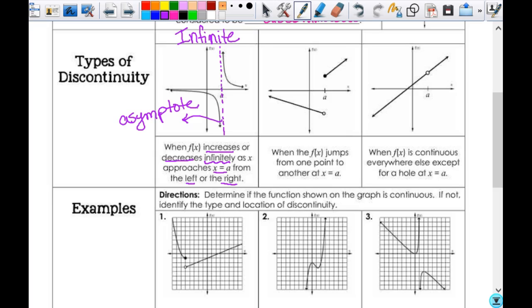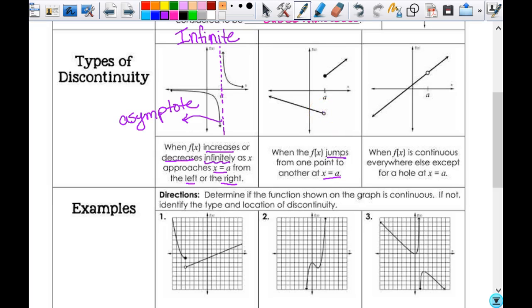Now, the next one, when f of x jumps from one point to another at x equals a. So I'm tracing along my graph. When I get here, I got to pick up my pencil and I got to jump up here to keep going, right? First of all, is this a function? Yes. When I snap it back together, this is an open circle and this is a closed circle. So if I snapped it together, I don't have any overlaps there, right? I can do my vertical line test and it's going to pass the test since that's an open circle.